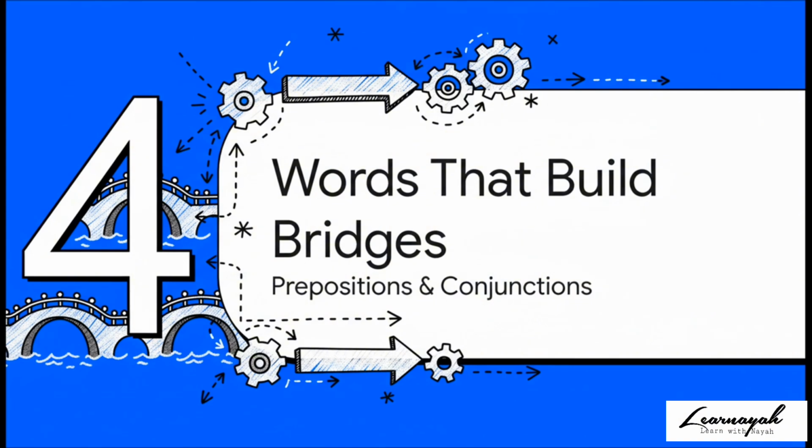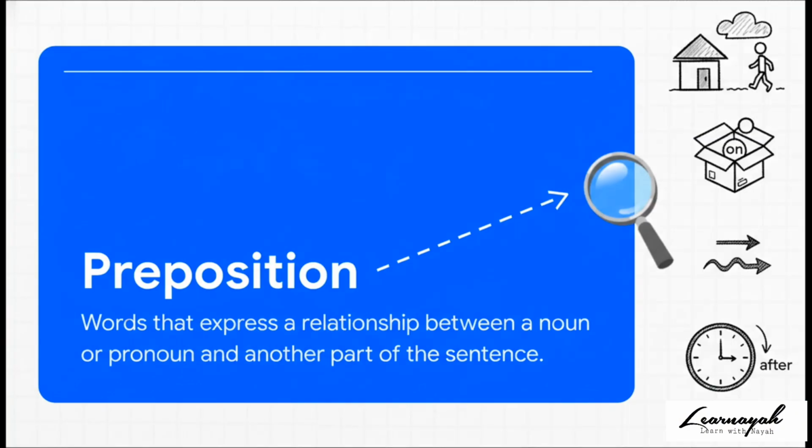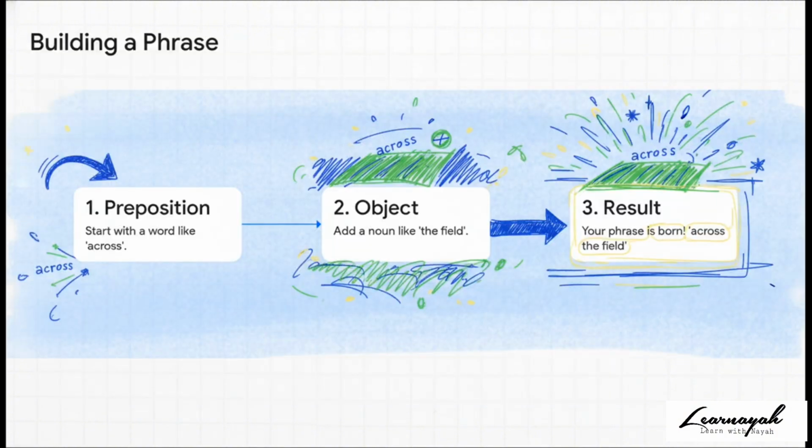To create more complex, more interesting structures, we need words that build bridges, prepositions and conjunctions. Prepositions are fantastic little words. They express a relationship between a noun and another part of the sentence, usually showing location, time, or direction. Think on, in, after, or across. And here's how they work. It's actually pretty cool. You start with the preposition itself, like across, then you add its object, which is just another noun, like the field. And just like that, you've built a whole little unit, a prepositional phrase, across the field.